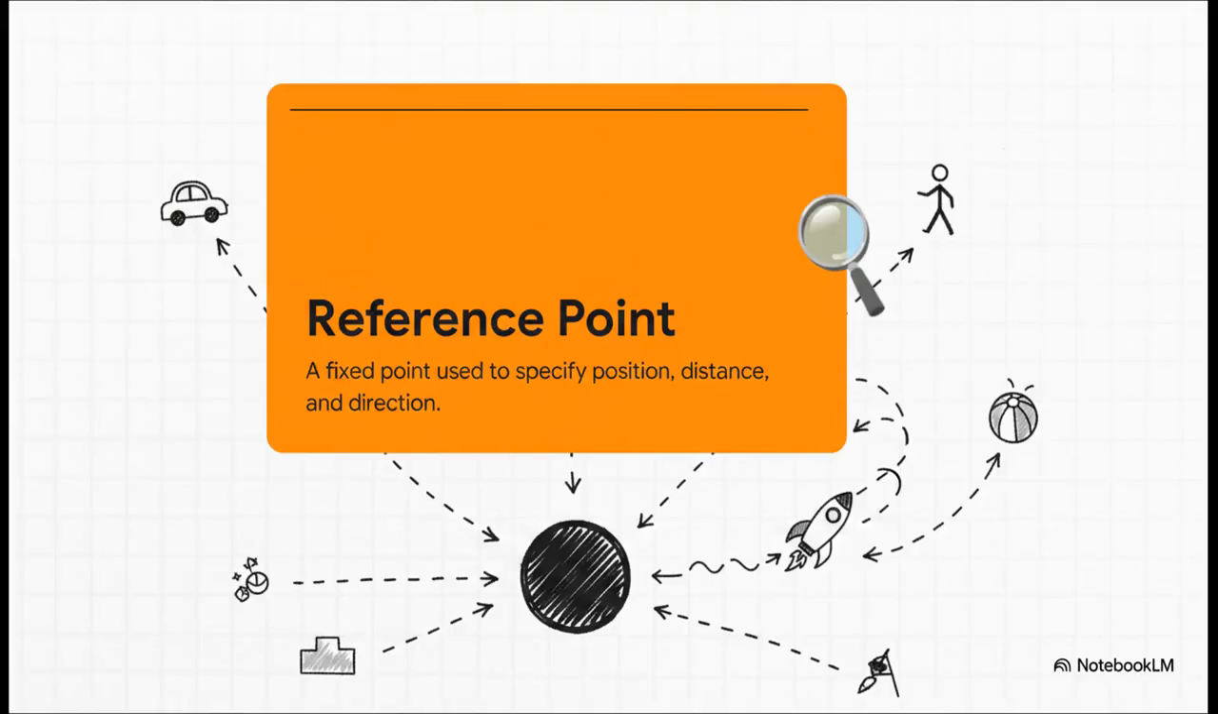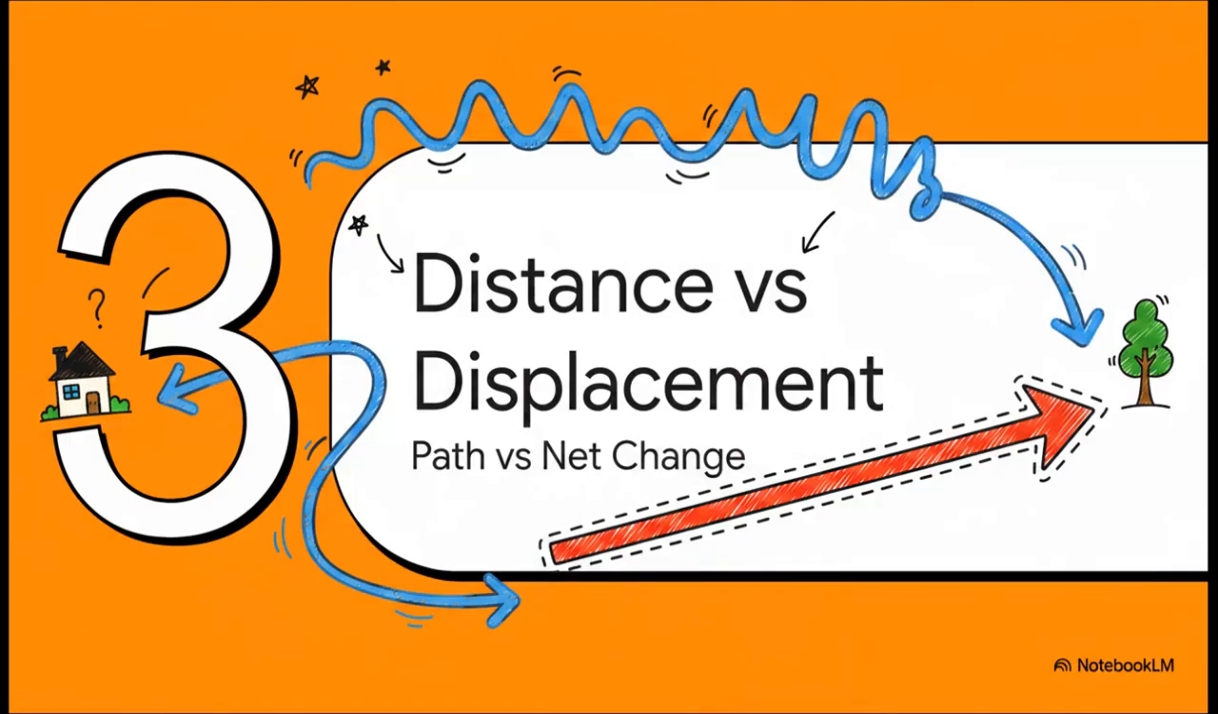All right, let's draw a nice, big, dark dot right in the middle of our board. We're going to call this origin O. That right there, that's our reference point. Anytime we want to describe where something is, we use this fixed point. So if an object's position changes compared to this exact dot over time, boom, we know it's in motion. It's basically our anchor. Next up, part 3, distance versus displacement.